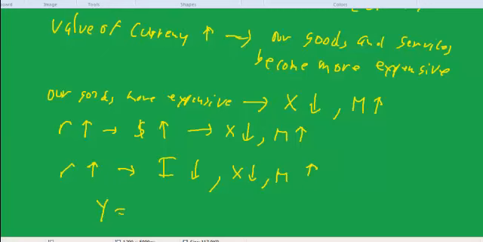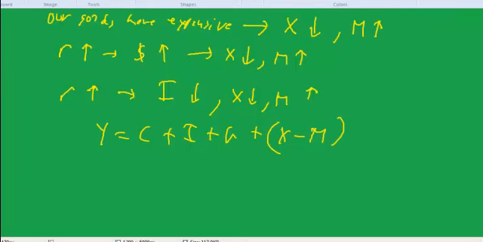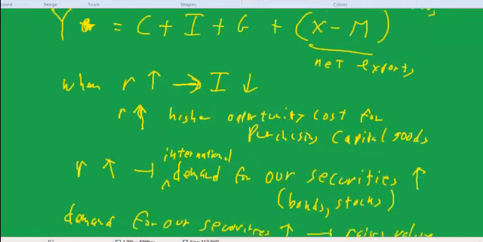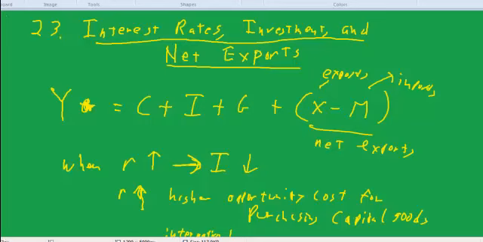So back to our identity. With C plus I plus G plus X minus M, if interest rates go up, then we know that this is going down, this is going down, this is going up. Therefore, GDP is going to go down. So that's the main message of what I wanted to talk about today, the relationship between interest rates and investment and net exports and how that affects GDP.